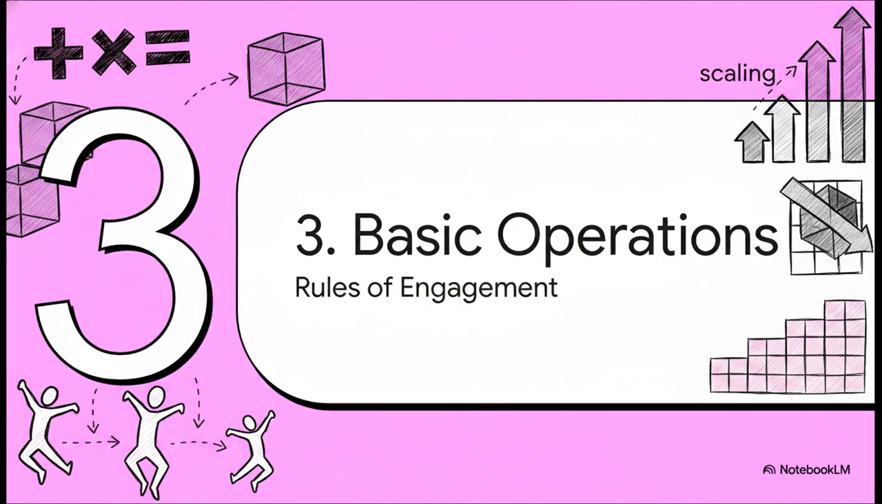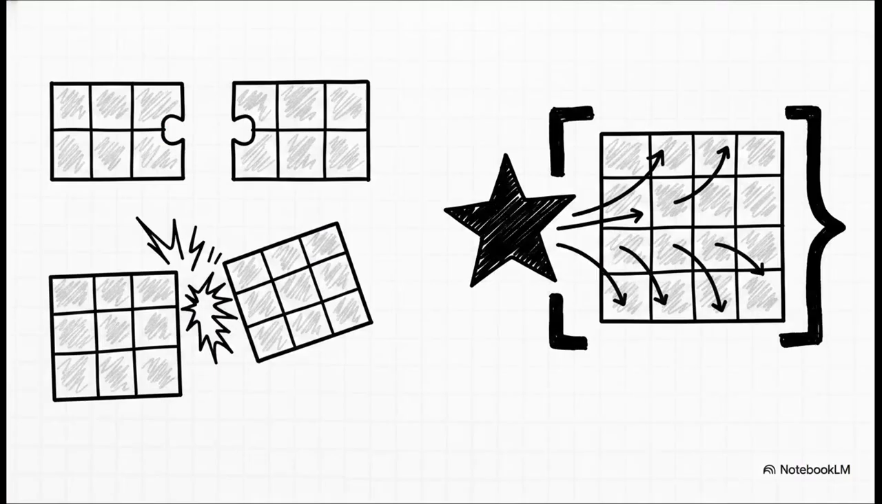Section 3. Basic matrix operations. The rules of engagement. Okay, so we've built our data containers. But before we can actually rescue those bungee jumpers, we need to know how to add and scale these things. These are your rules of engagement. And honestly, they prove that basic matrix operations behave very similarly to the regular algebra you already know and love.